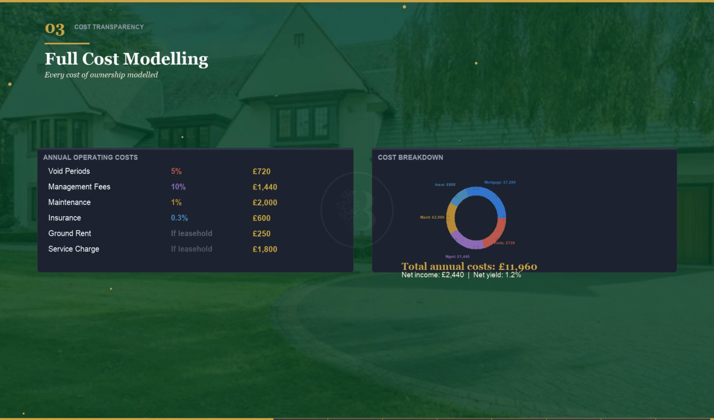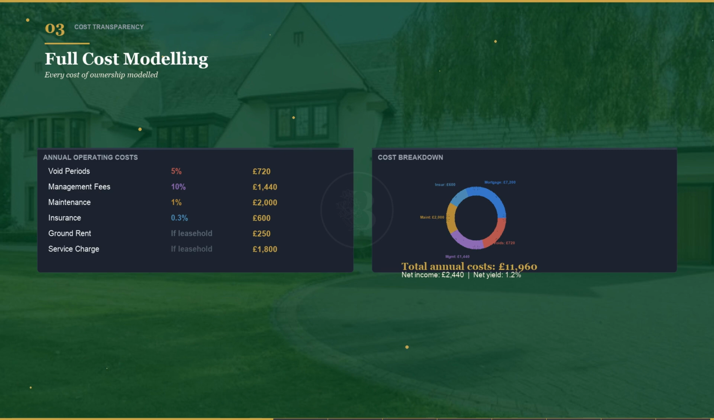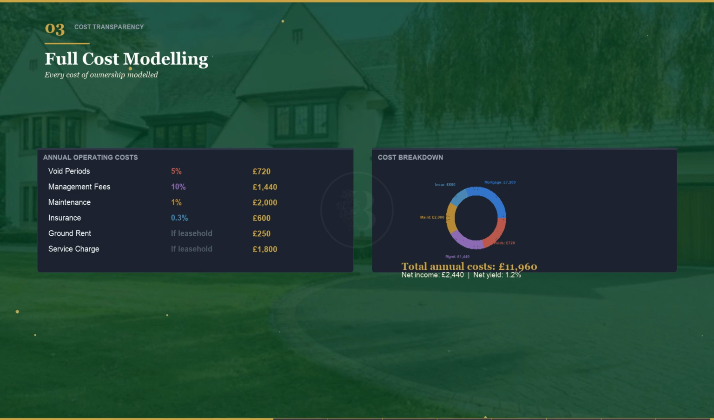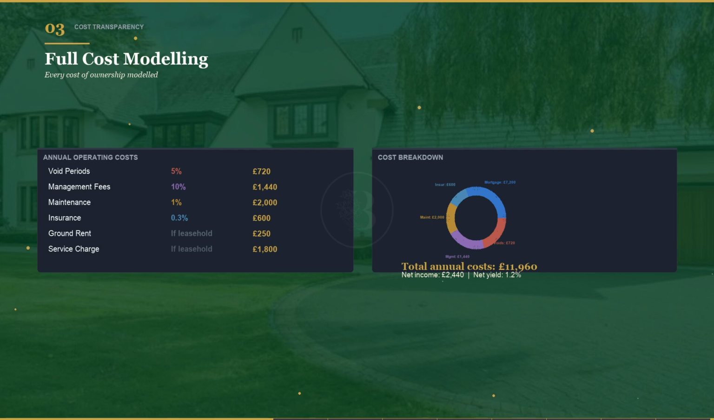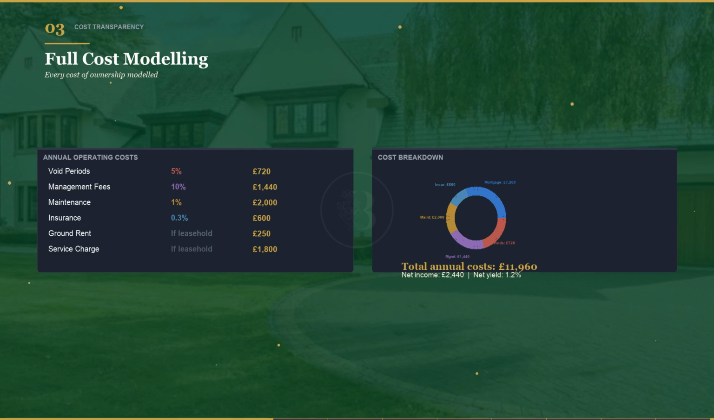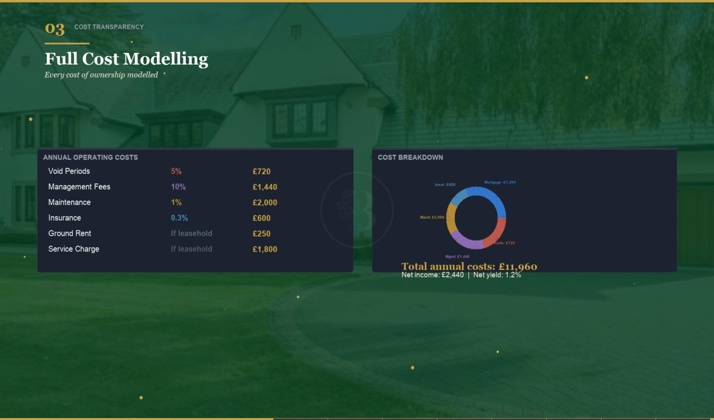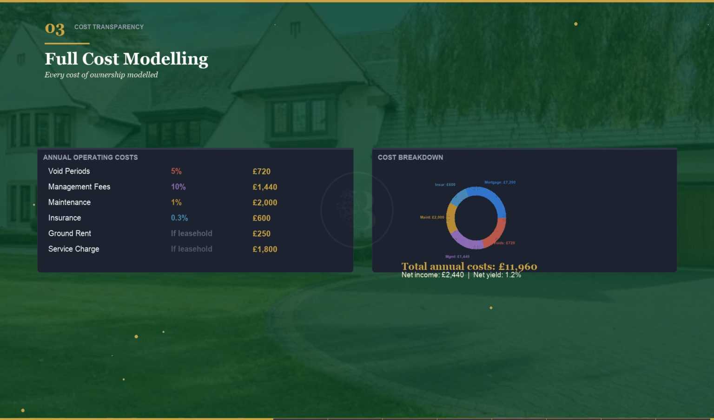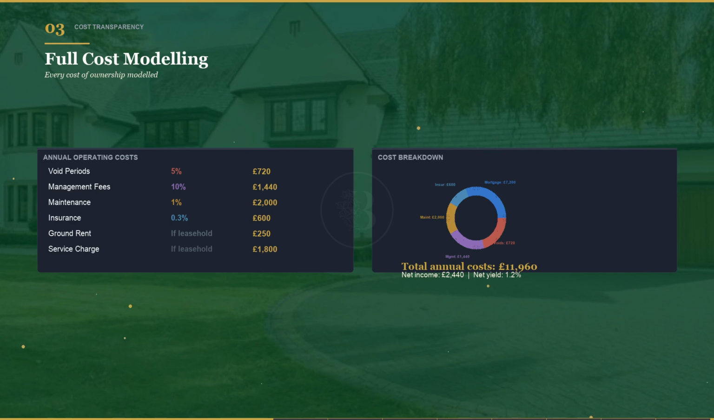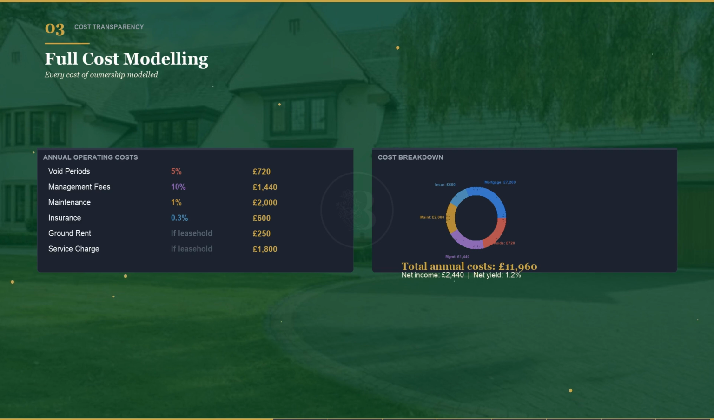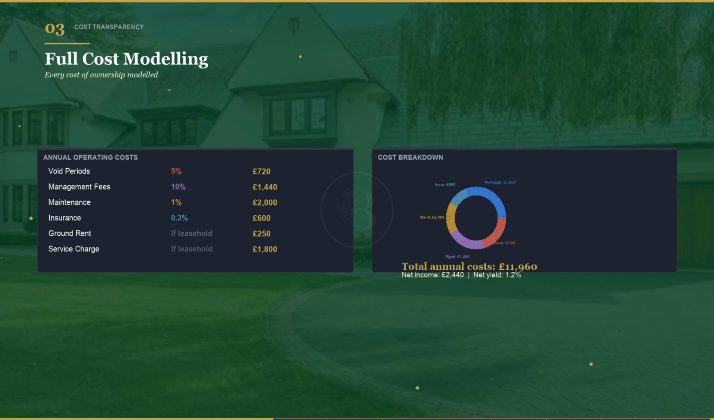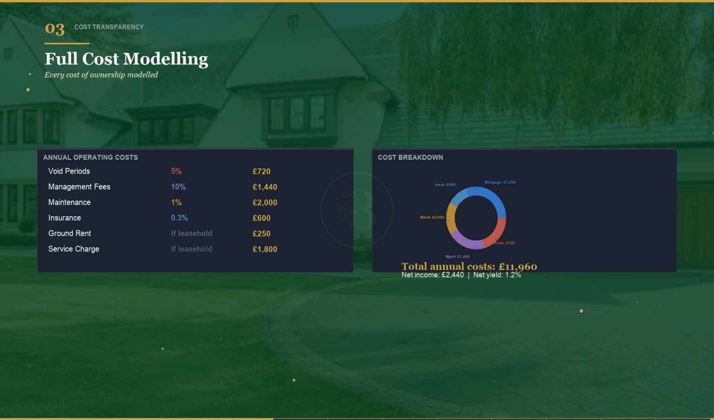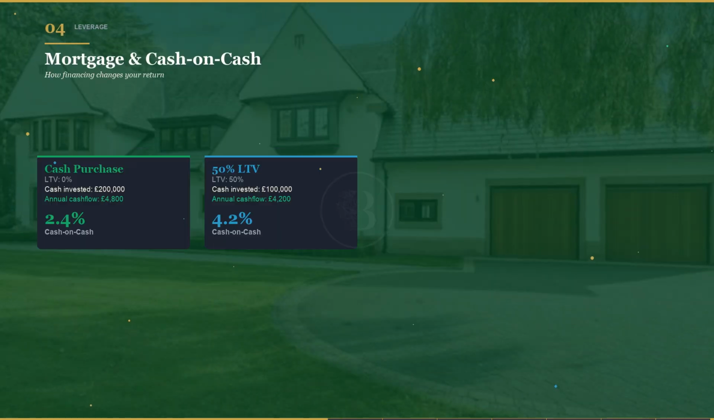Every cost of property ownership is modeled explicitly. Void periods default to 5% of annual rent, roughly 2.5 weeks of vacancy per year. Management fees default to 10% of rent for standard buy-to-let, rising to 15% for HMOs. Annual maintenance is set at 1% of property value. Building insurance at 0.3%. Leasehold properties add ground rent and service charges. Every assumption is adjustable. Slide a value and watch all three yield metrics recalculate in real time. The donut chart shows your cost breakdown visually. Where exactly is your rental income going?